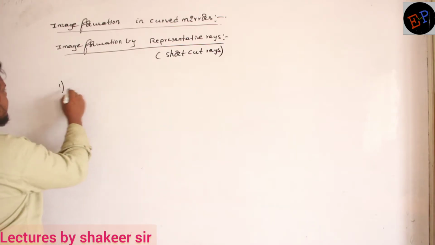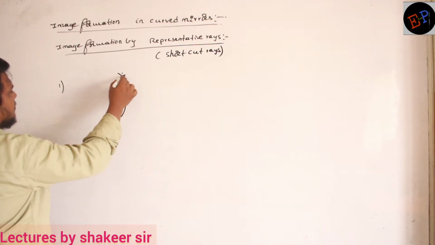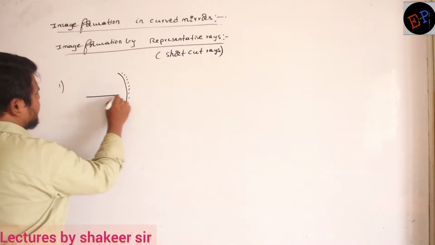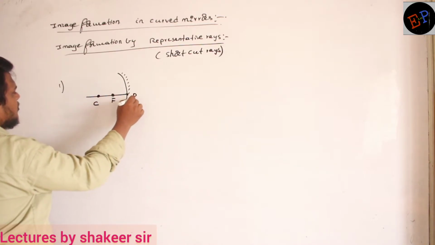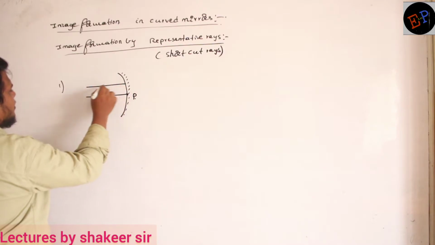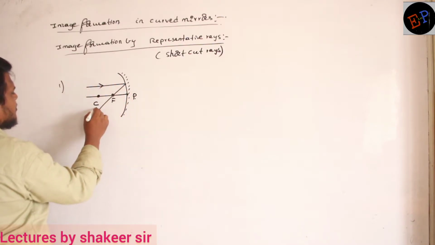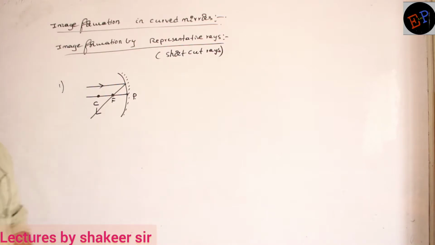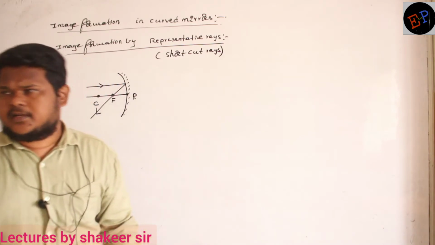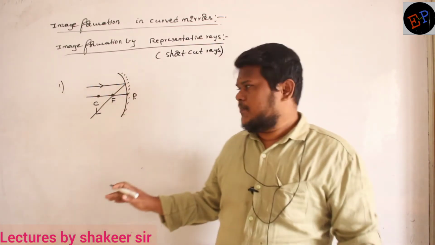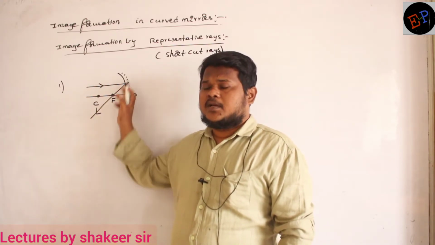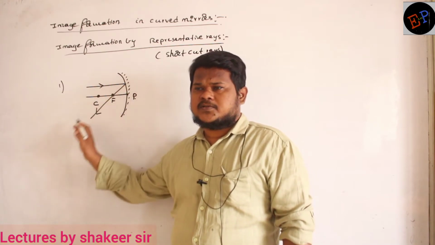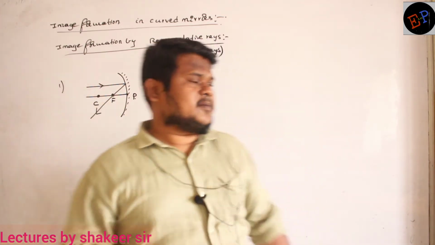Let us see. First ray: if this is a concave mirror, this is the principal axis, this is the center of curvature, this is the focus, and this is the pole. Any light ray passing parallel to the principal axis, after reflection, must pass through the focus. That is called ray number 1. This is satisfied for any kind of curved mirror. Which light ray? A light ray passing parallel to the principal axis. After reflection, how should it pass? It must pass through the focus. Clear? This is ray number 1.